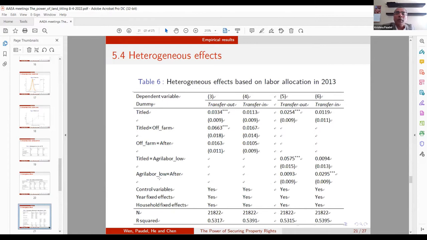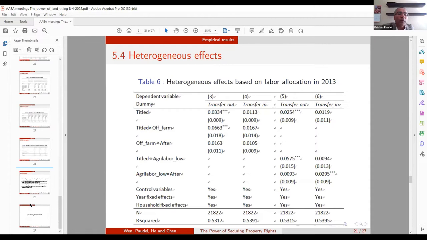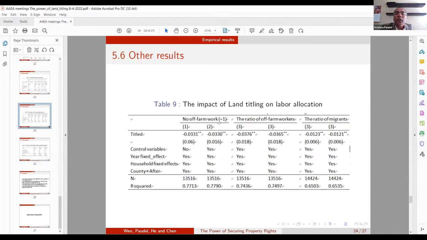We do several heterogeneous effects. The moderator has been generous to me, already giving a lot of time, so I don't want to go over. We have lots of heterogeneous effects and other things. But one thing I would like to point out is the cost of production reduction, which is about 8% if you look at here. If you look at the labor allocation with the land titling, farmers don't go and work off farm; it reduces by 3%.